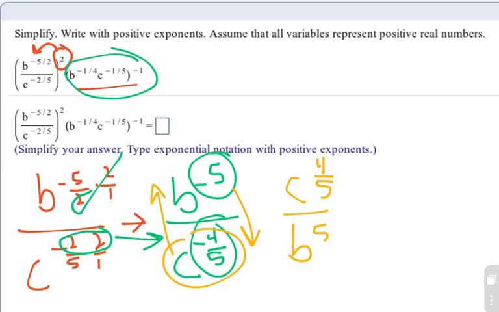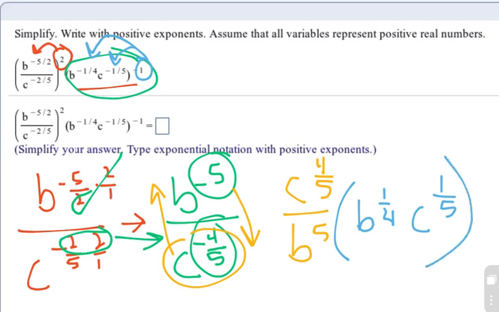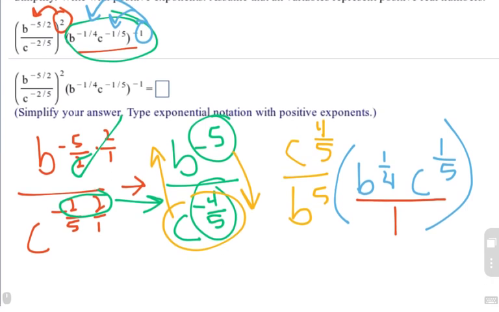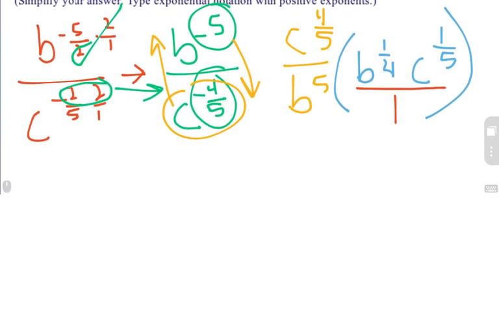Okay, and now I'm going to go ahead and deal with that second parentheses, which has the -1 that needs to get distributed, and that will just turn those into positive. So all that turns into is a positive b to the 1/4 power and a c to the +1/5 power. Okay, so now our job is to go ahead and multiply, and since this is just a second parentheses, it's actually over 1 because they're both positive exponents. So what that means is that they all get multiplied to the top, so I can rewrite it this way.